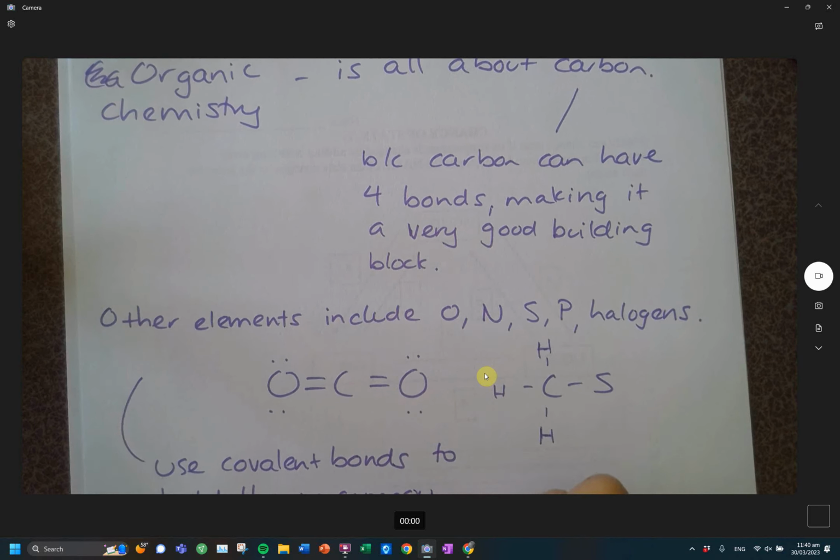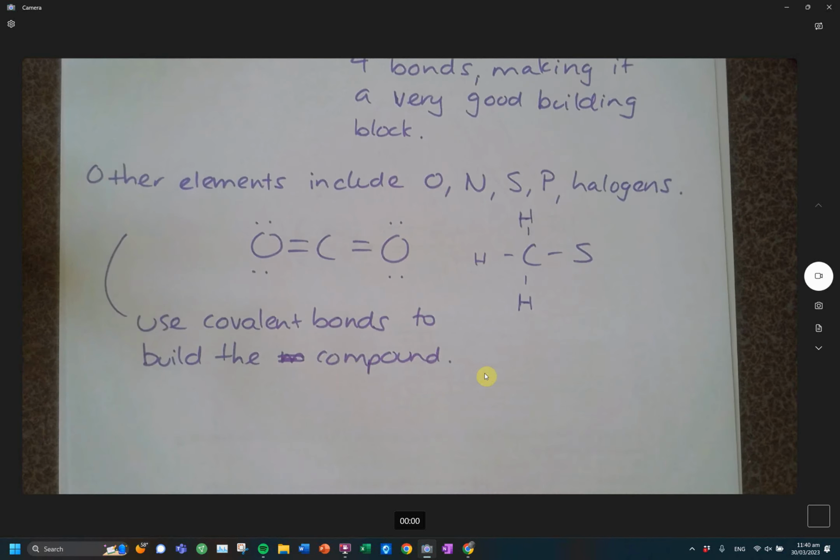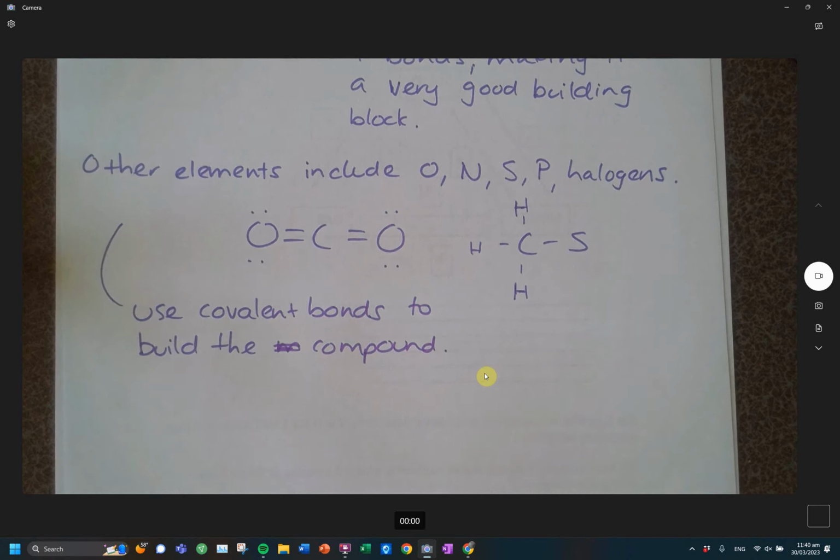Use compound because it's a better word. It's more open-ended. All right. Are we okay with that so far? Keep going.